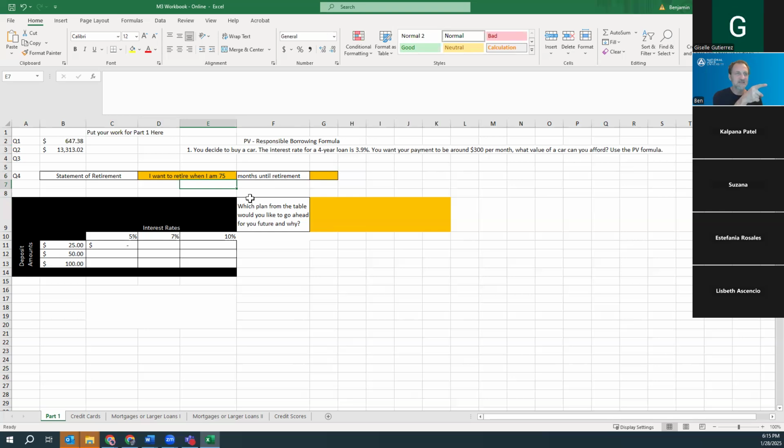Don't put 75. If I see 75, I know you're copying me. Nobody wants to retire when they're 75. It's crazy.